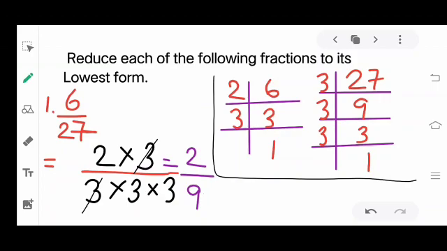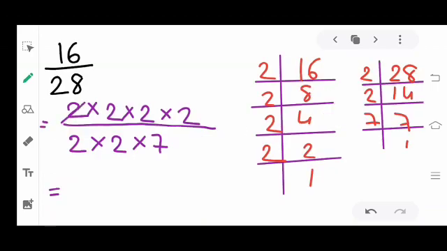So next, 16 upon 28. Again you can see that I have already written down the factors of 16 and 28 here. So you do the cancellation process. 2, 2, 2, 2. So now multiplication of 2 2s are 4, divided by 7. So we can see that it is the lowest form of the fraction.